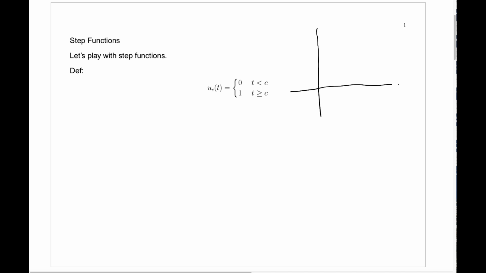So I'll just draw a quick picture here. Here's our t-axis, and we'll draw y equals u sub c of t. It's 0 until we get to c. But then at c it becomes 1. So this is at height 1.